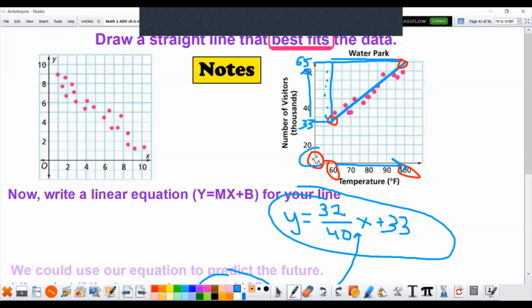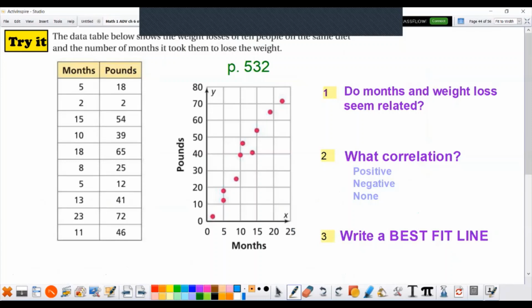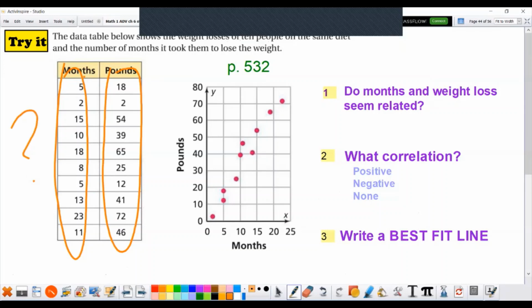So like I said, this creates a confusion here. Okay, here's some data that shows the weight losses of 10 people on the same diet. So here's a bunch of people, how many months they were on the diet, and how many pounds they lost. So these people wanted to lose weight. And just by looking at this data, what do you think? Is there some connection between the months and the pounds?